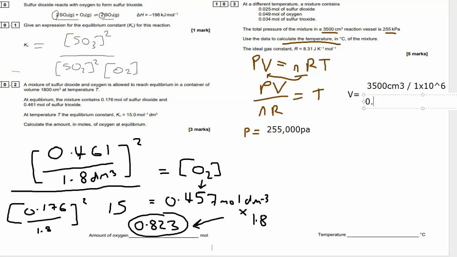Now we don't need to convert R, it's just 8.31. We need to know the moles, and the moles is going to be the sum of all the moles in the mixture. So add all the moles in the mixture up, and you get 0.108 moles.